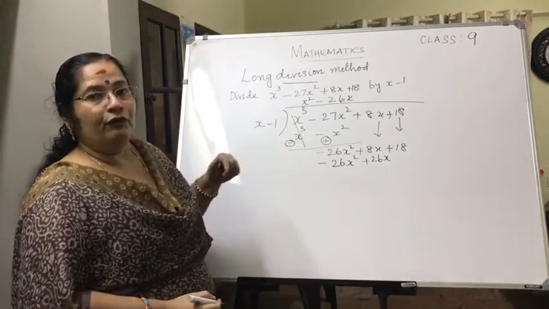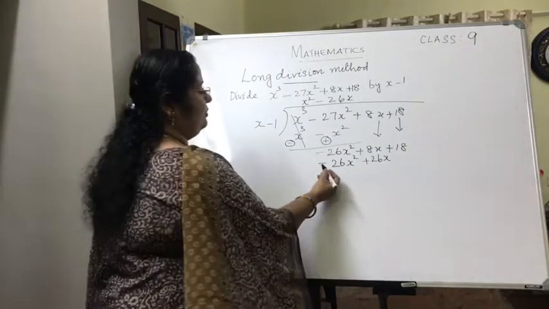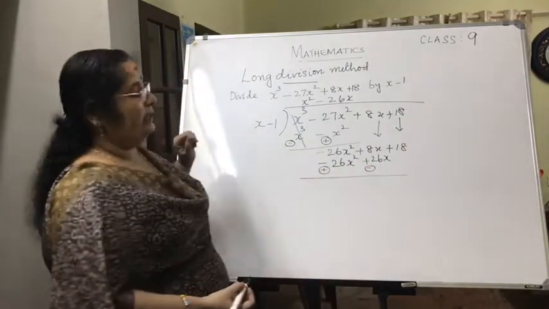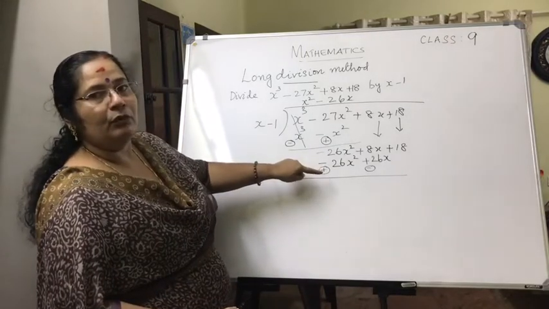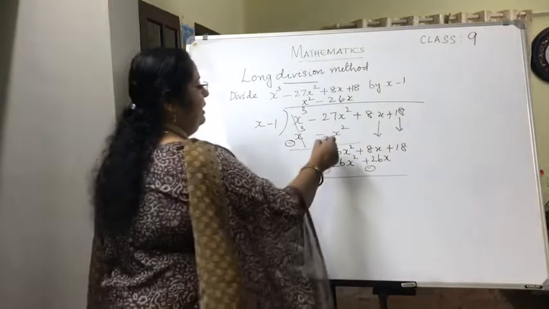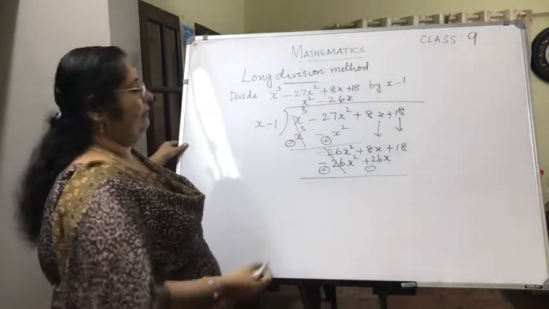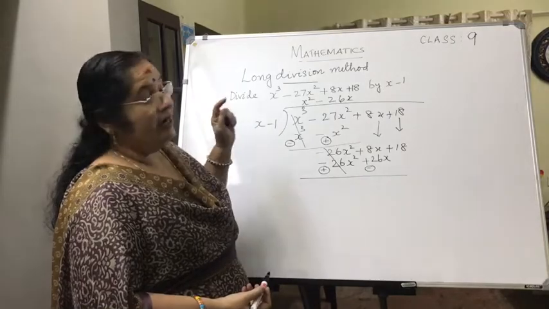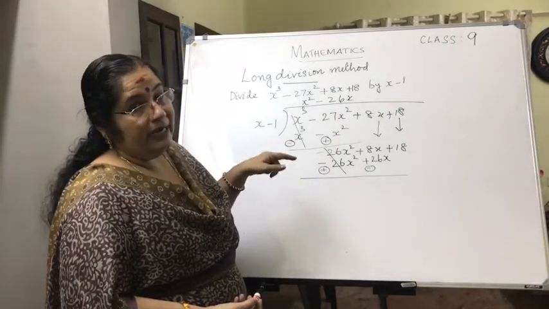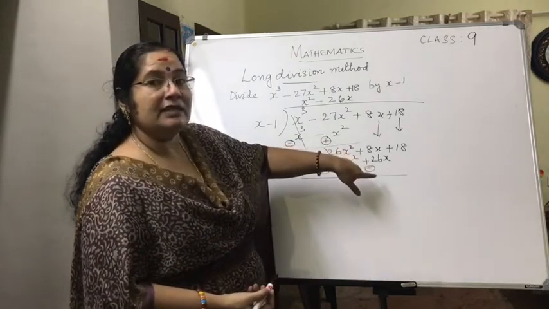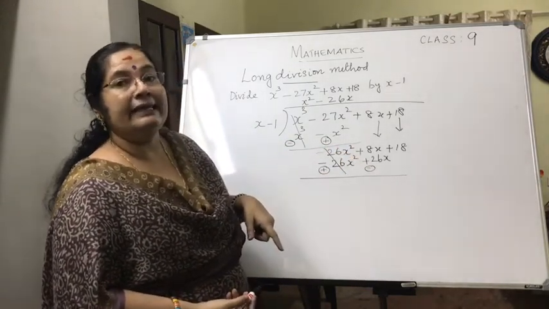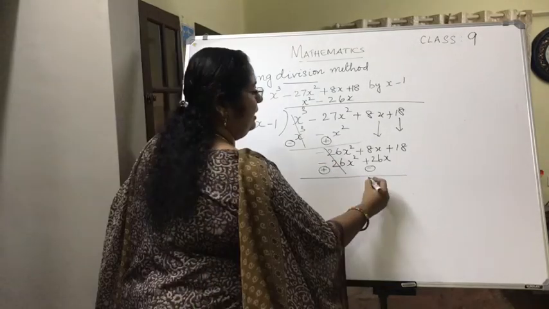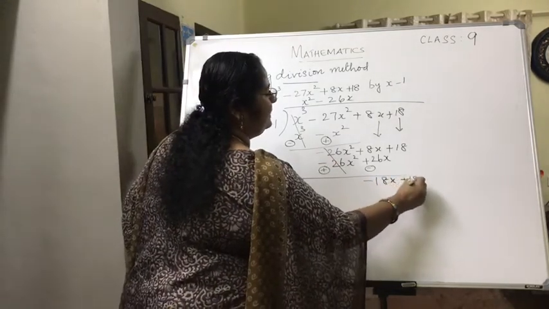Next, what do you have to do? If you are subtracting, the sign will change. So this negative sign will become positive, and here the positive sign will become negative. Now you are subtracting, so one negative, one positive. This will become 0. Then here it is 8x minus 26x. One is positive, one is negative, so you will add and put the negative sign. 26 minus 8 is 18. Since 26 is the greater number, you put the sign of the greater number, which is negative. So this will be minus 18x plus 18.